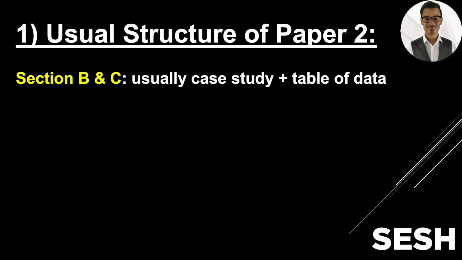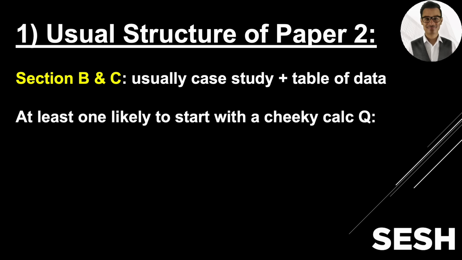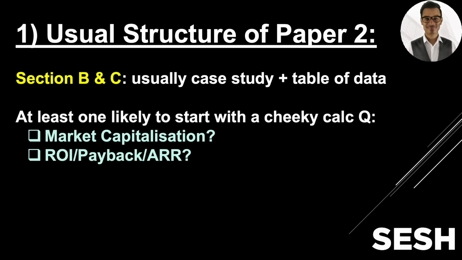Section B and C usually got a case study, and then that's followed at the end of it with a table with some sort of data in it. At least one of those, maybe both, is likely to start with a cheeky calculation question. Maybe one of the ones talked about before, but maybe you've got some sort of private limited company turning into a public limited company, or just a public limited company, and you've got to calculate for 2 marks the market cap. Or maybe they're doing some sort of project and you need to calculate the ROI or the payback or the ARR. Again, for a cheeky 2, a cheeky 3. So that's the usual structure of Paper 2. 3 sections, slightly different though between Section A and the other 2.